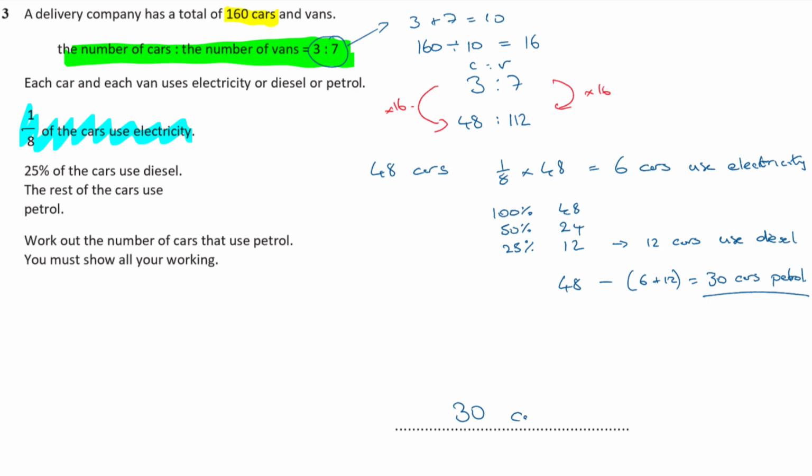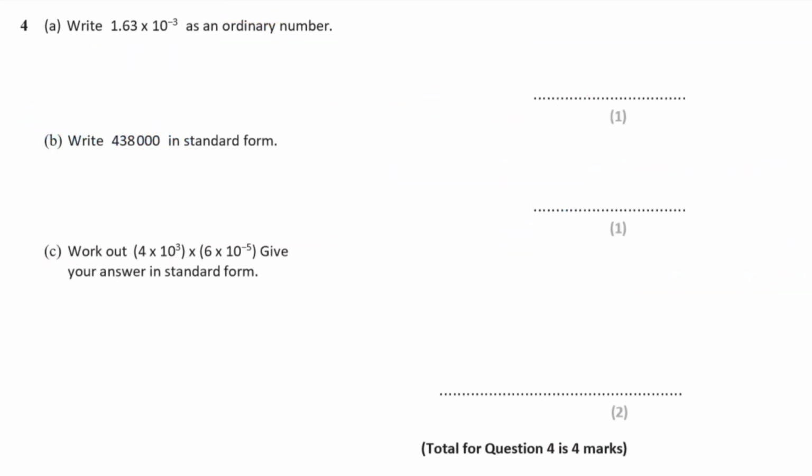So 30 cars. Question 4a: write 1.63 times 10 to the minus 3 as an ordinary number. So I've got a number in standard form. It's a very small number because I've got a negative power of 10 there. With these negative ones, if it's a 3, then I write down 3 zeros, 0.00. So 1, 2, 3 zeros like that. And then I just write the digits of the number after it. So 163, and that's my answer.